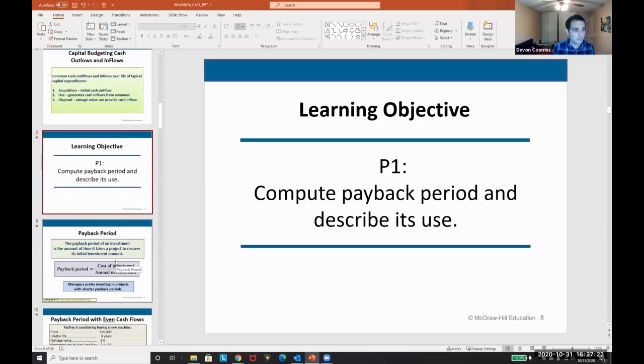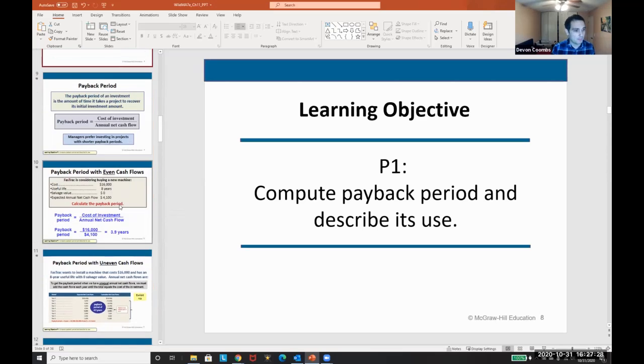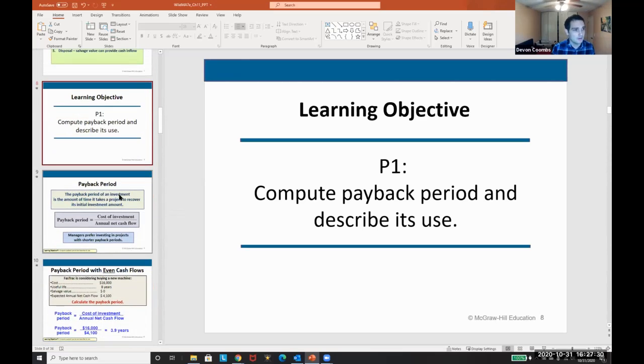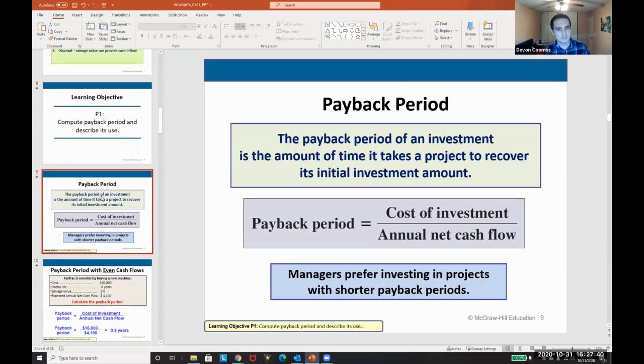I'll pause after we just go over the payback period, and then we'll go over some examples together and what the payback period is. So the idea of the payback period is it's one method. All of these are just methods of capital budgeting. How do we make decisions? And so this is a pretty simplified method. So the payback period of an investment is just the period of time it takes to recover your investment.